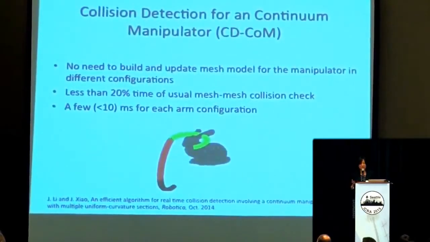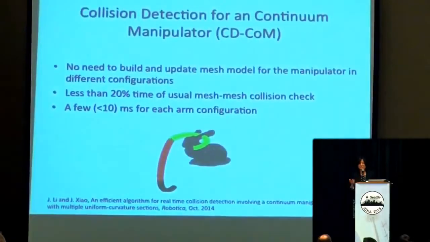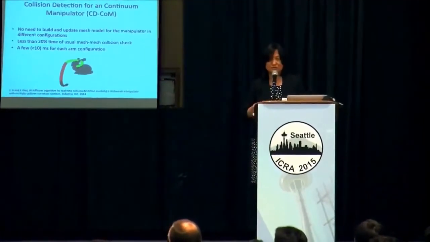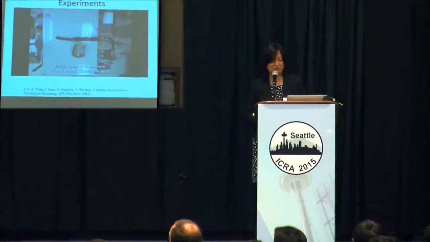So for each configuration, a few milliseconds, well below 10 milliseconds, is enough to do collision checking, even for a fairly complicated case involving complicated objects. So this is just a very practical solution to facilitate a lot of our later algorithms.